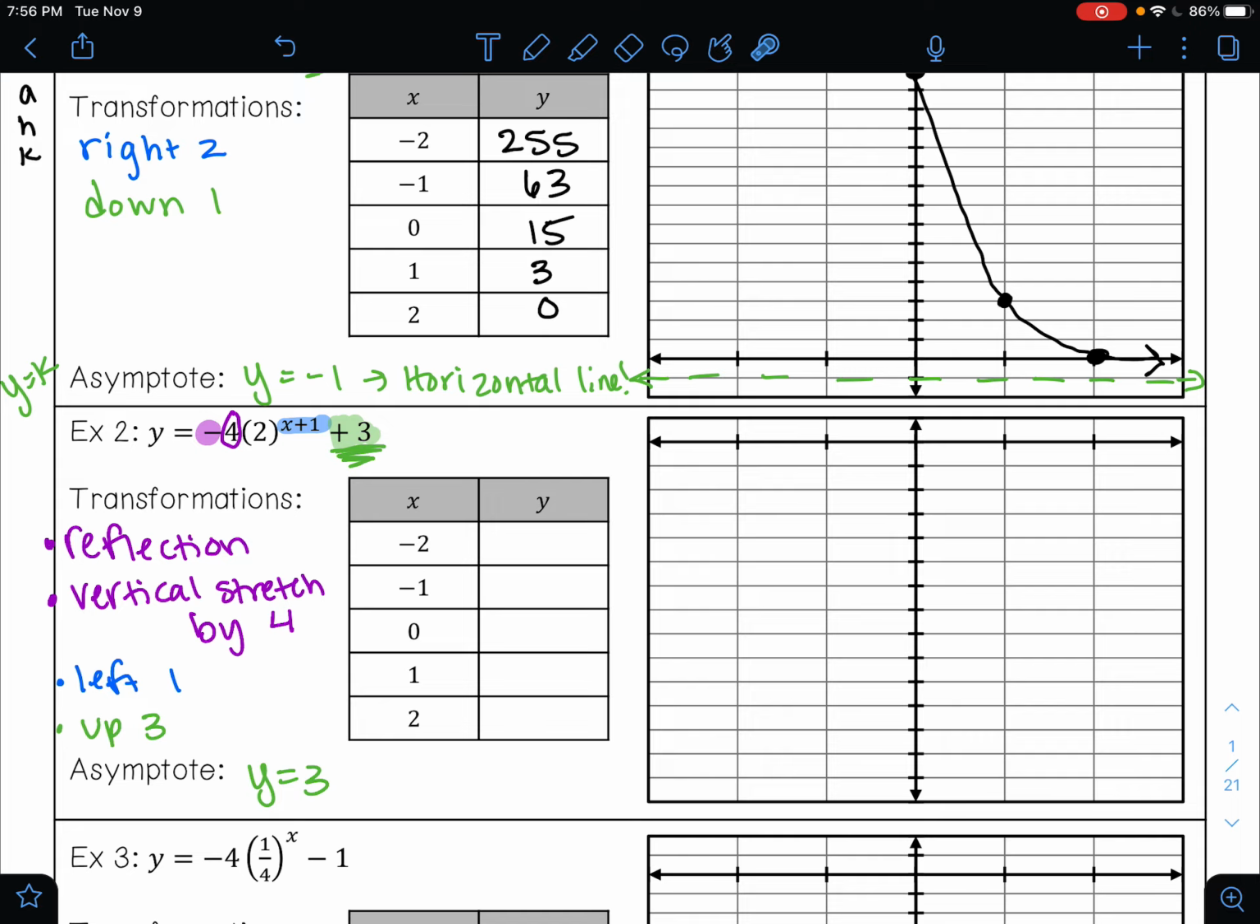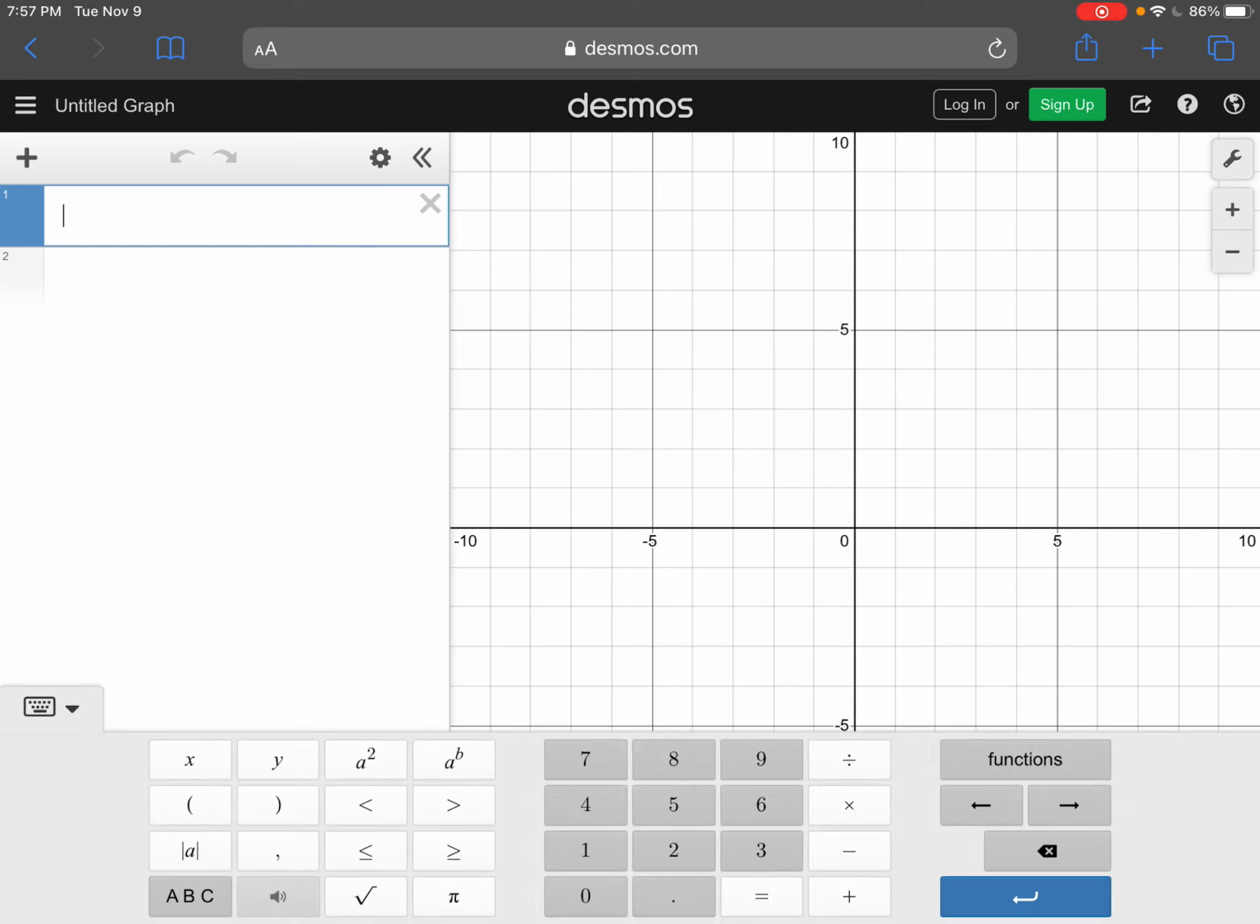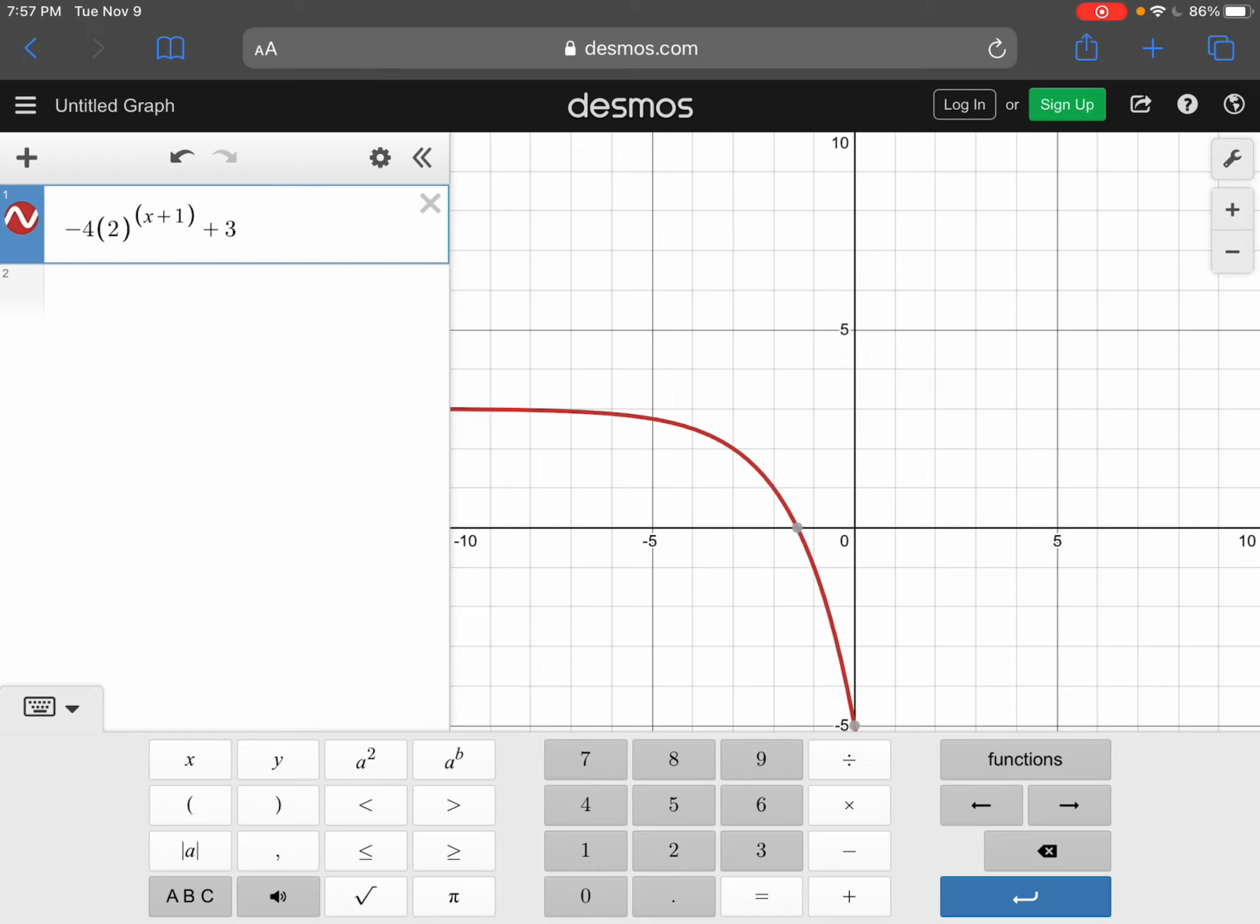So, when I go to graph this one, let's see. I'm going to go to Desmos. There we go. And I have -4 times 2 raised to the x plus 1 power. Remember, when you have more than one thing in your exponent, to use parentheses, plus 3. So this is what my graph looks like.